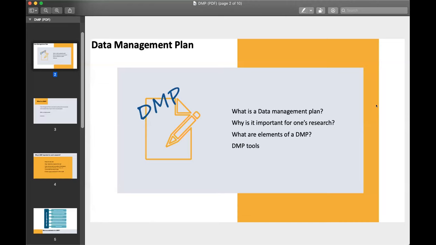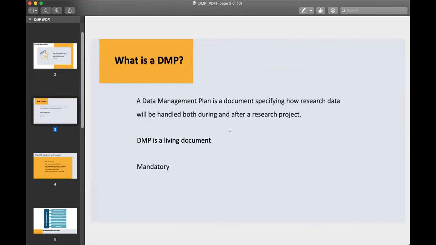I'm sorry, Milica, what are they, why are they important, what are the main elements of a DMP, and I will show you some DMP tools and share some useful links. So first of all, what is a DMP? It is a document specifying how research data will be handled both during and after a research project. It identifies strategies which ensure that research data are of high quality, secure, sustainable, accessible, reusable, basically that they are FAIR, among other things.